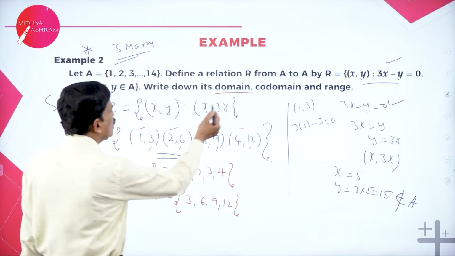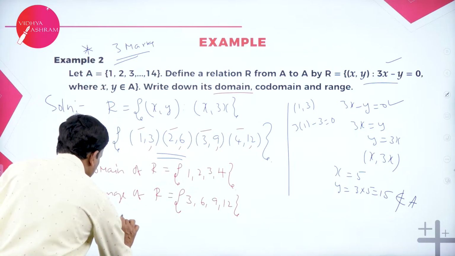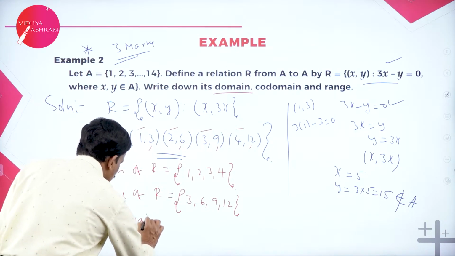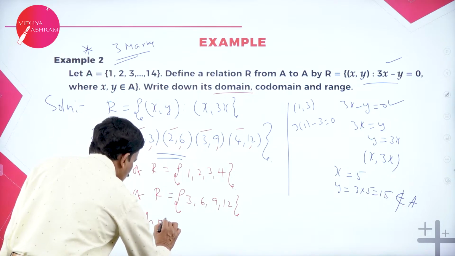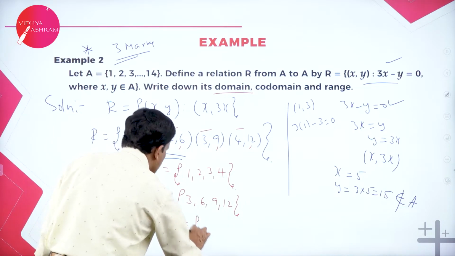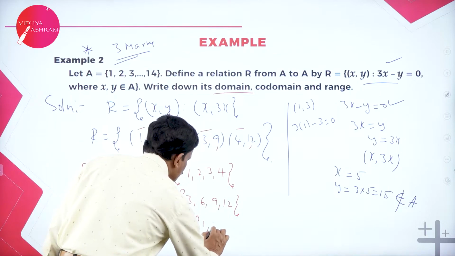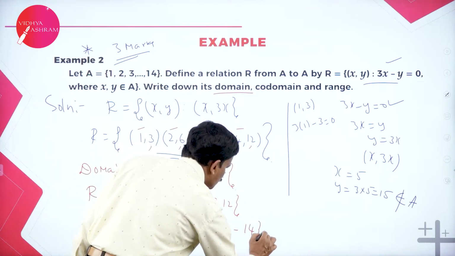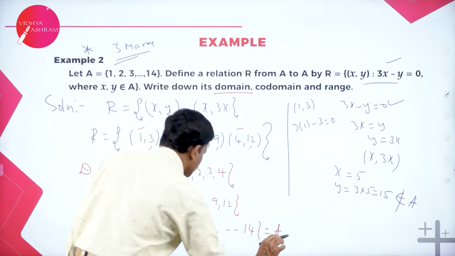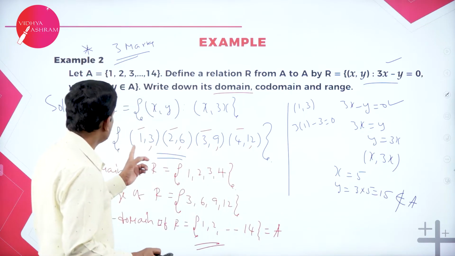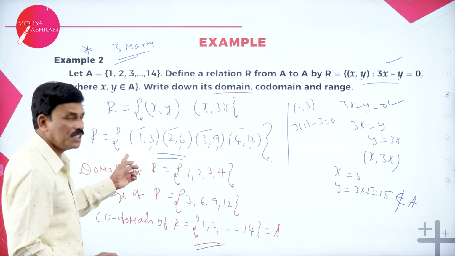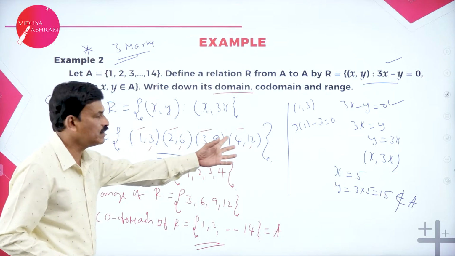Now the next one is the codomain of R. Codomain of R is nothing but the set A itself, 1, 2, etc. up to 14. This is the codomain. Hope you followed. Listen, here R is equal to the relation {(1, 3), (2, 6), (3, 9), (4, 12)}.